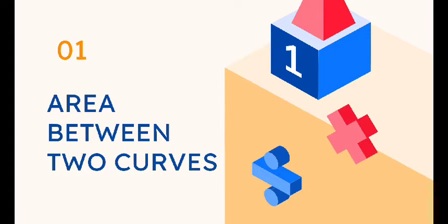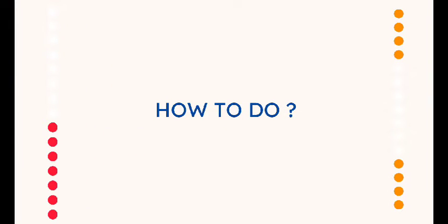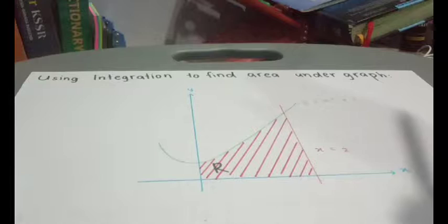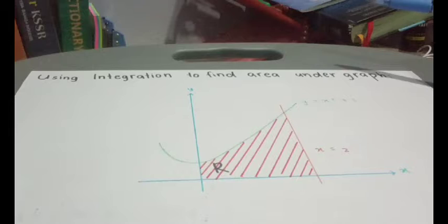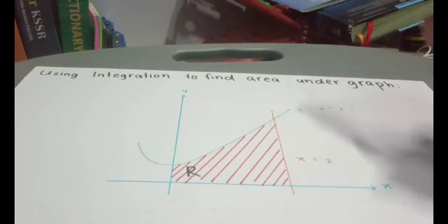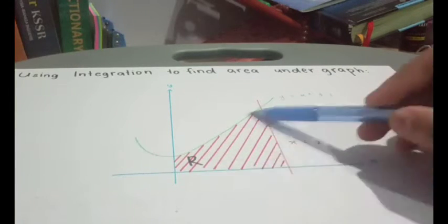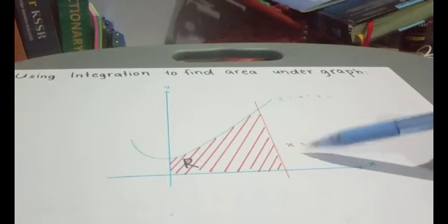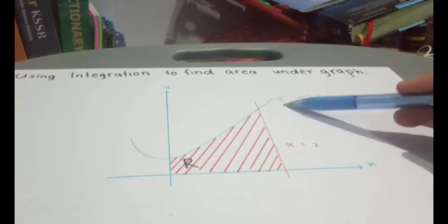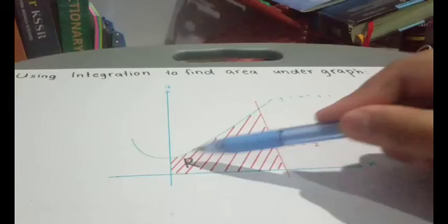So I'm going to introduce you to the area between two curves, and how to do it. Today I'm going to teach you how to find the area under the graph using the integration method. This is the question we got. We need to find R, which is shaded. This one is x equals 2, and this one is y equals x squared plus 1. So how do we find the area of R?